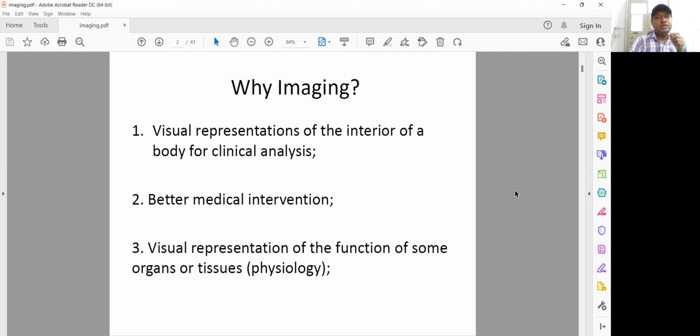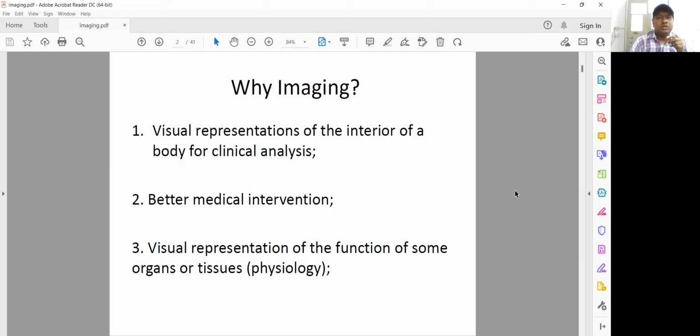Okay, and the third point is the visual representation of the function of some organs or tissues. For example, an embryo, its actual development, or how it is growing inside the womb, everything can be visualized in imaging. Okay, in the physiology part.